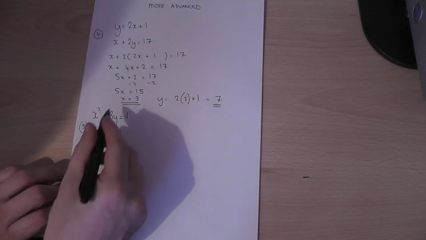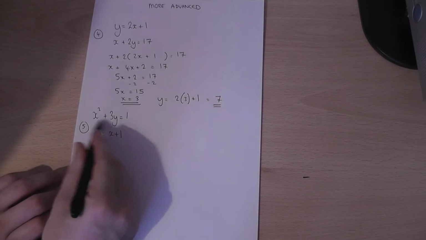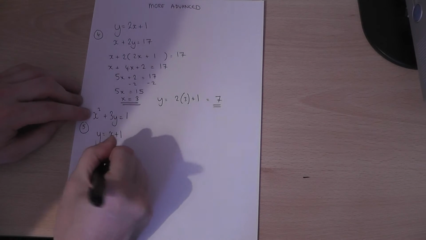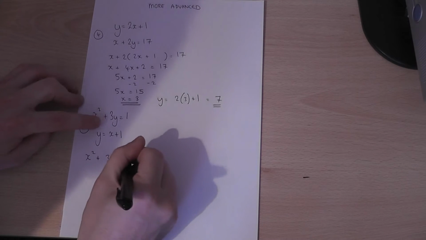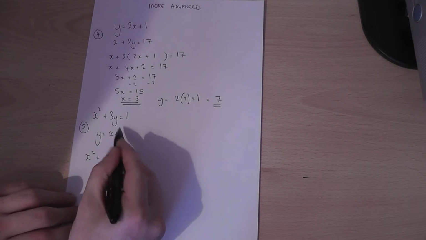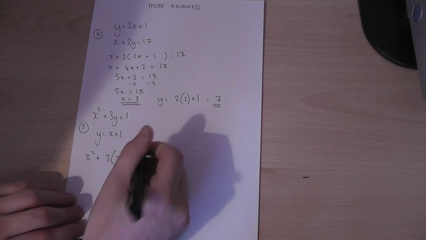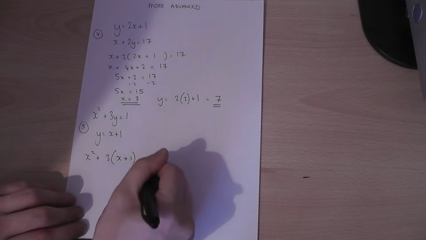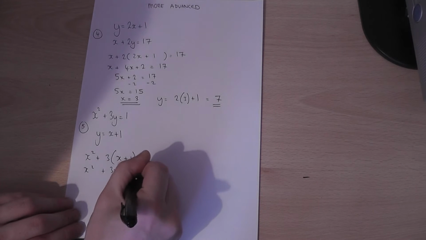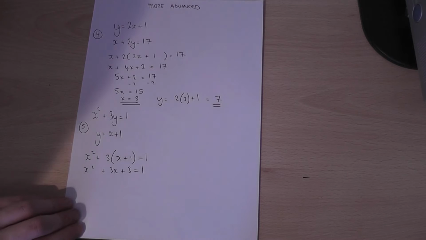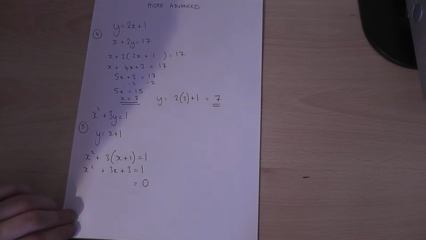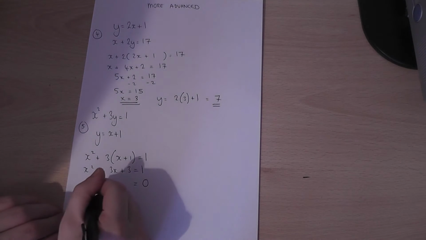The final example is similar. We have a main equation and a y equals equation. So we go to the main equation and we replace the y by whatever we're told it equals. We're told y equals x plus 1, so that y is replaced by x plus 1. So x squared plus 3 times y equals 1. I expand the equation, and then because it's quadratic, I want to make the equation equal to 0. So I subtract 1 from both sides.